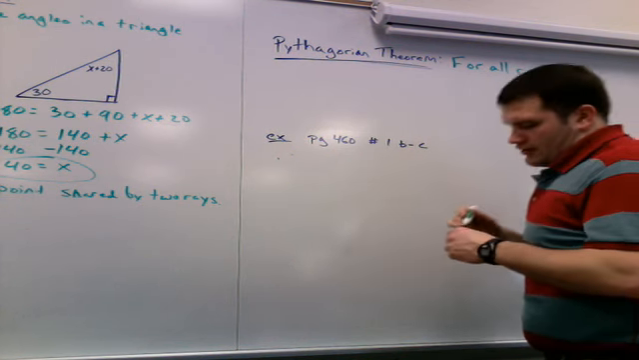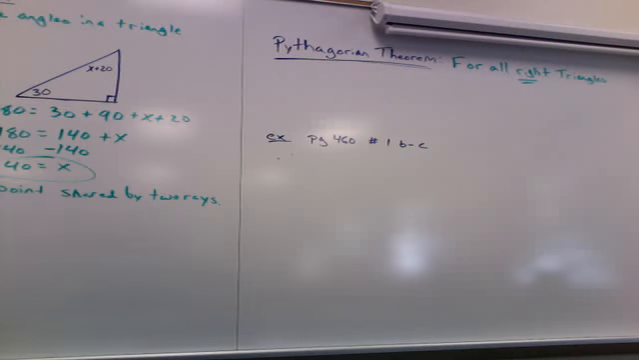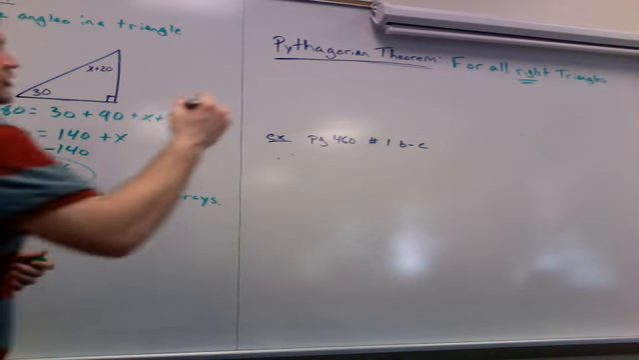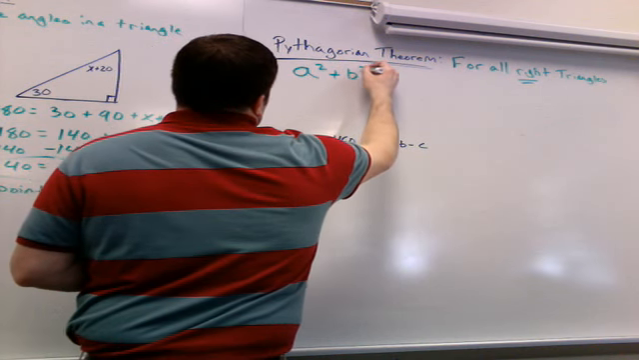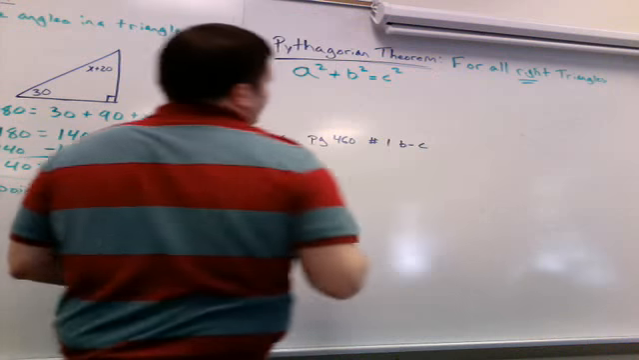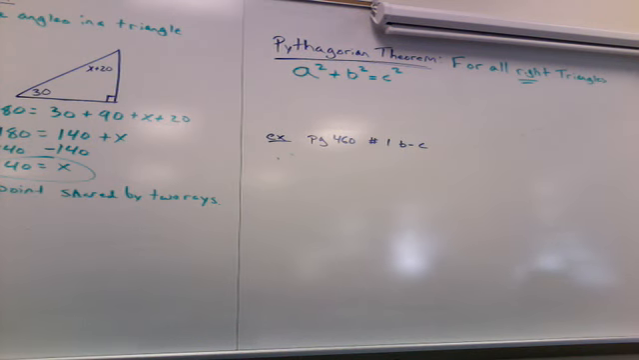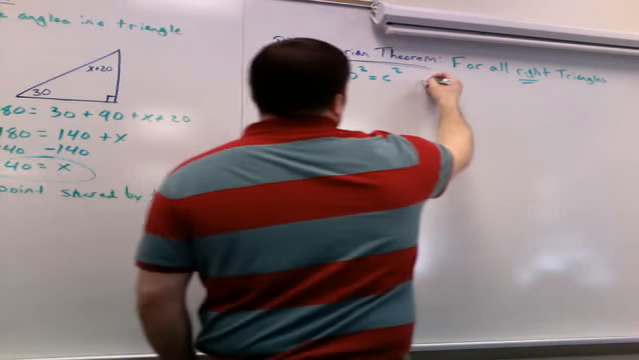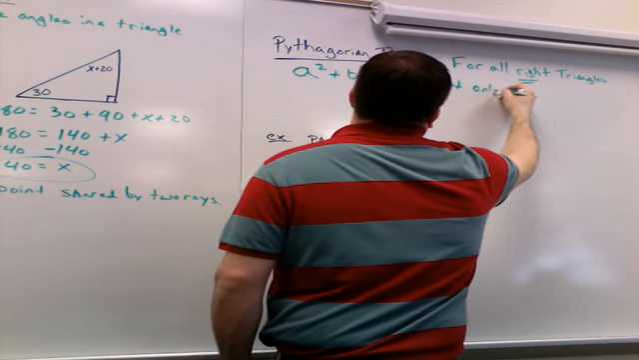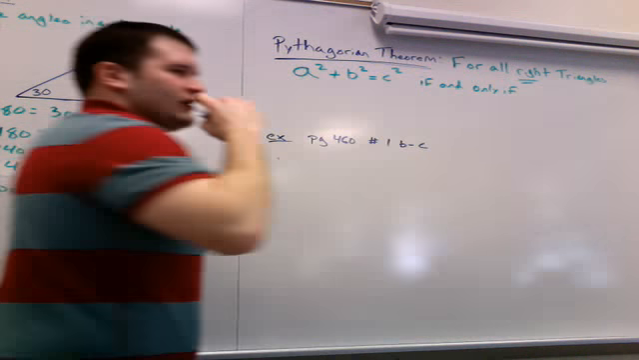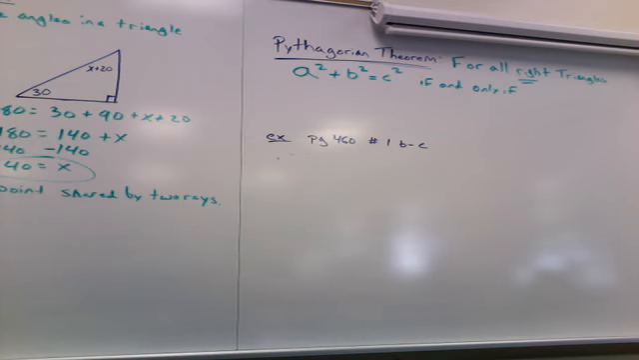I'm going to double underline right triangles because students sometimes forget the triangles must be right. For all right triangles, a squared plus b squared equals c squared, if and only if, one stipulation. So this only works, basically if and only if says, this only works if what? What does C have to be?